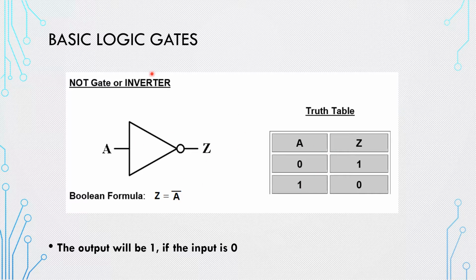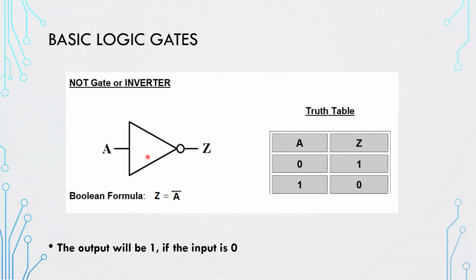For the inverter, or NOT gate, from its name, it takes the opposite of the input. Whatever you supply, it takes the opposite value. If you supply 0, the output is going to be 1. So this is one important piece of information about any logic gate.